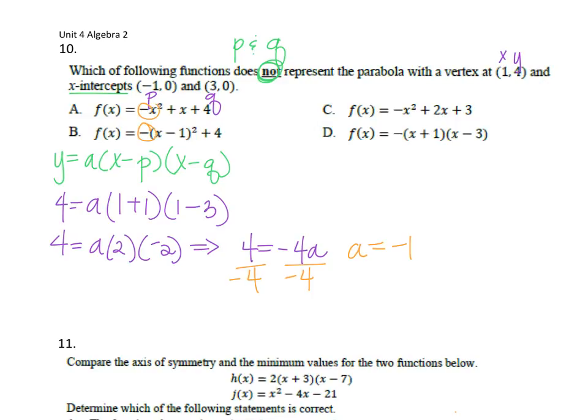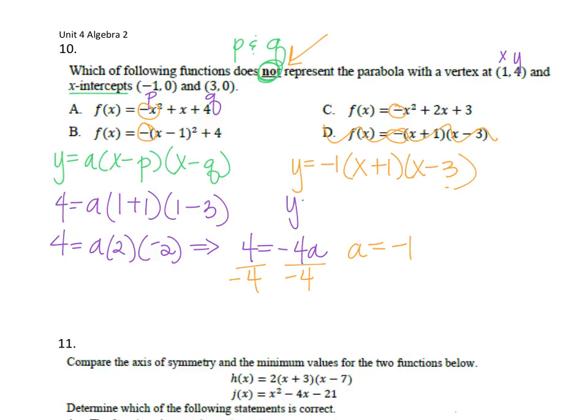Can I eliminate anything? It doesn't look like it. Everything seems to have a -1 as its leading coefficient. So if I were to rewrite this, I know that y equals -1 times (x plus 1) times (x minus 3). Well, first of all, that is D, and I'm looking for something that does not represent it, and D definitely represents it.